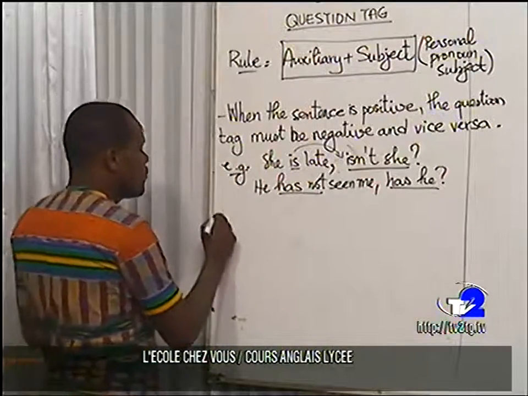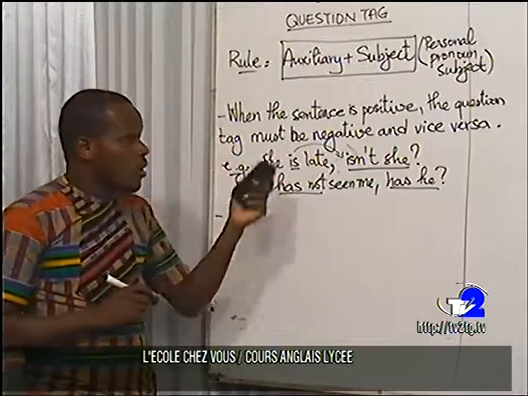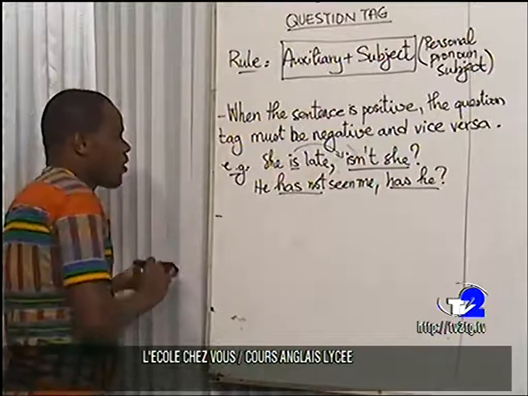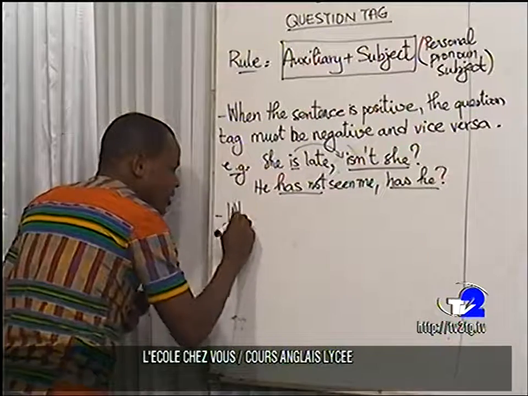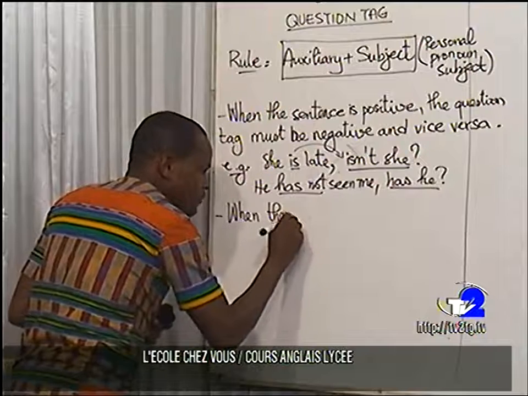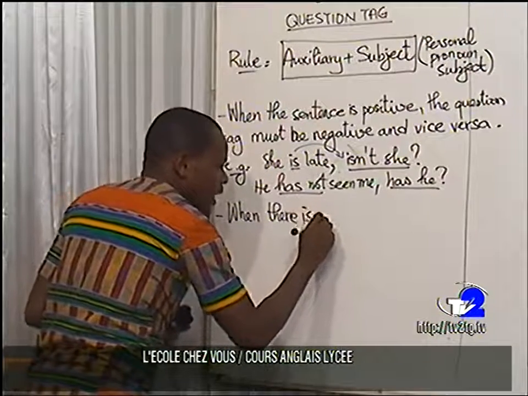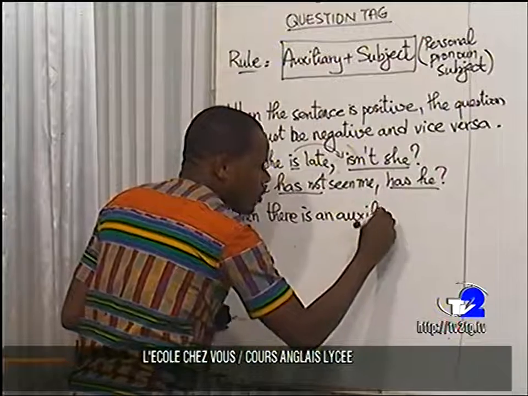Now let's quickly move to another point which is very important. Now, how do we find this? We have to know that when there is an auxiliary verb. An auxiliary verb is also called what?